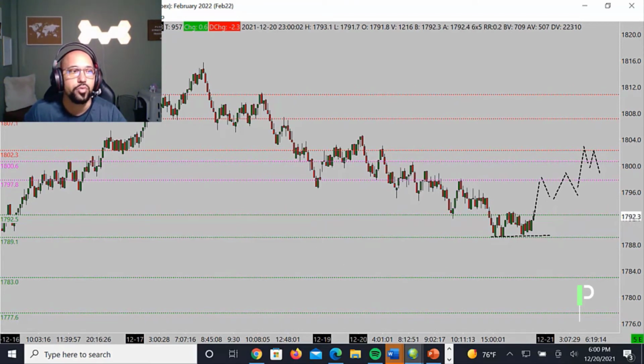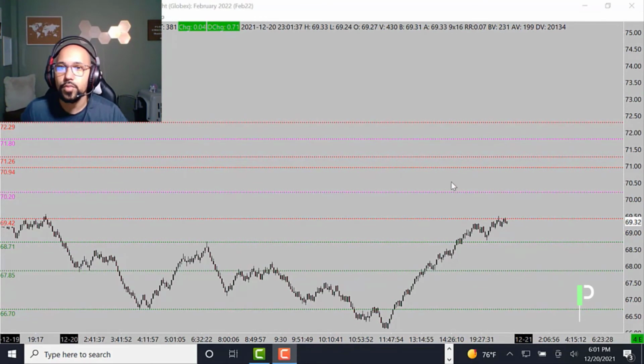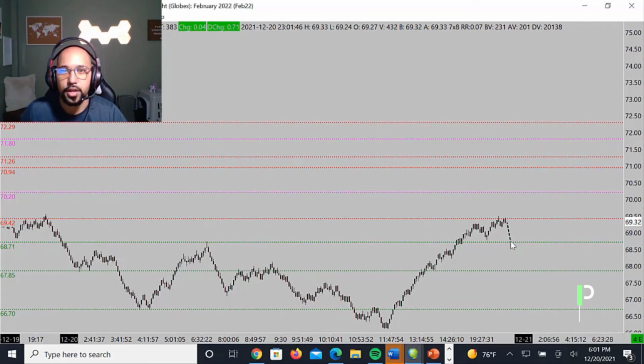Let's take a look at crude oil right now. Okay, so looking at crude oil, we are coming up against this resistance here, 69.42. Want to see if we get a nice rejection from this area and then pull right back down into support at 68.71. And then maybe get a nice continuation of this attempt to try to go higher. Next levels of resistance, 70.20 and then 70.94 and 71.26.